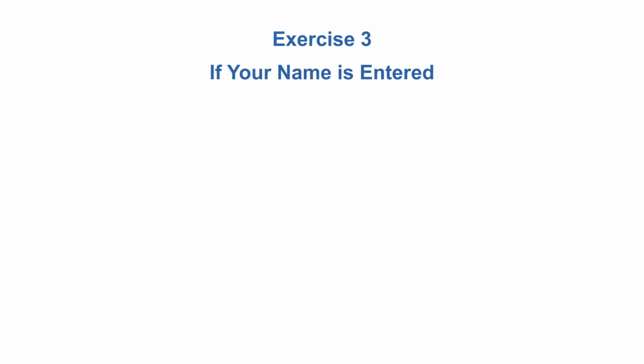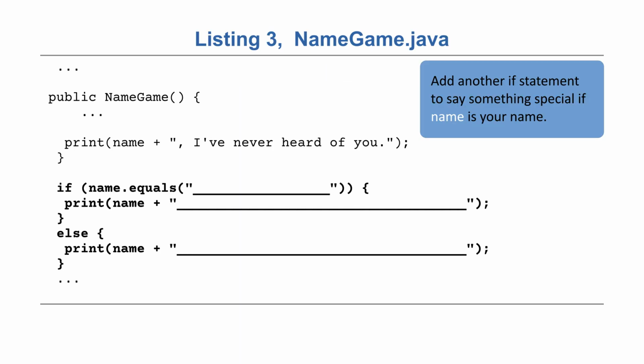Exercise 3. If your name is entered. Add another if statement to say something special if name is your name. For example, I compared the input with my name. If true, I printed the name and added, is a Java programmer. If false, I printed the name and asked, are you a Java programmer? Run it. What happened? It should have printed the first message if the name was your name. Otherwise, it should have printed the second message.